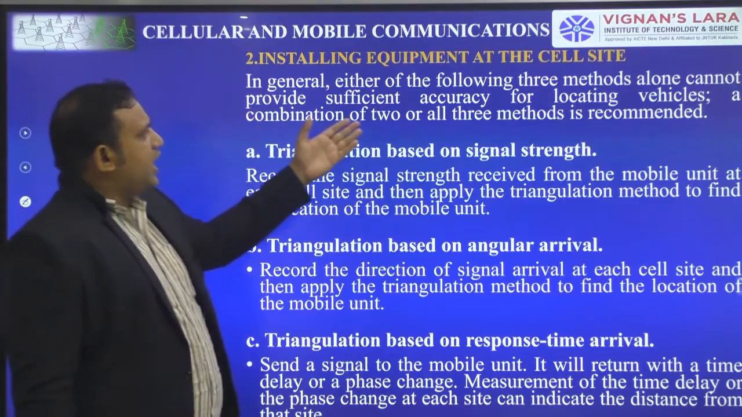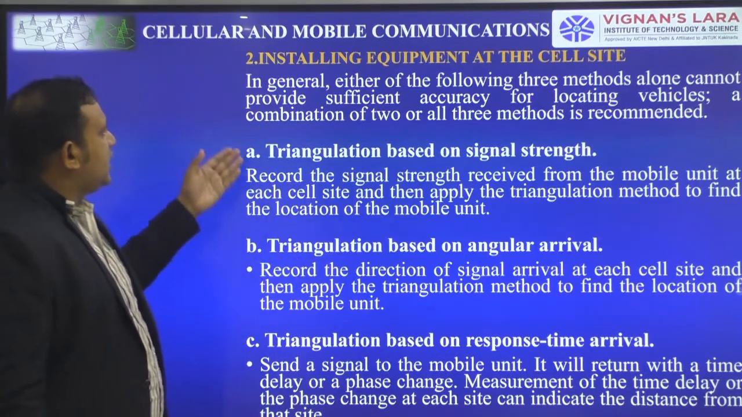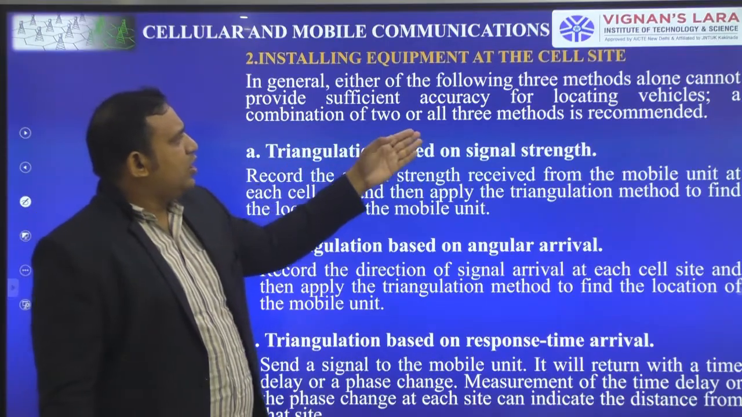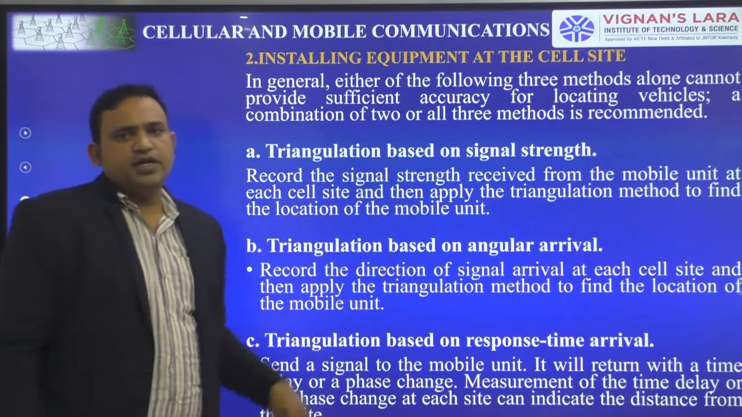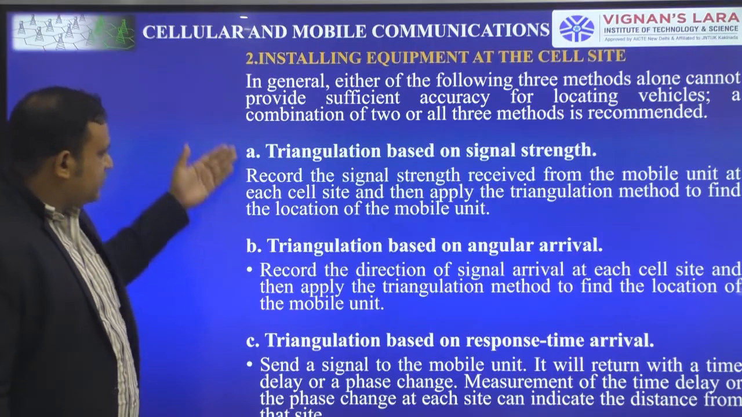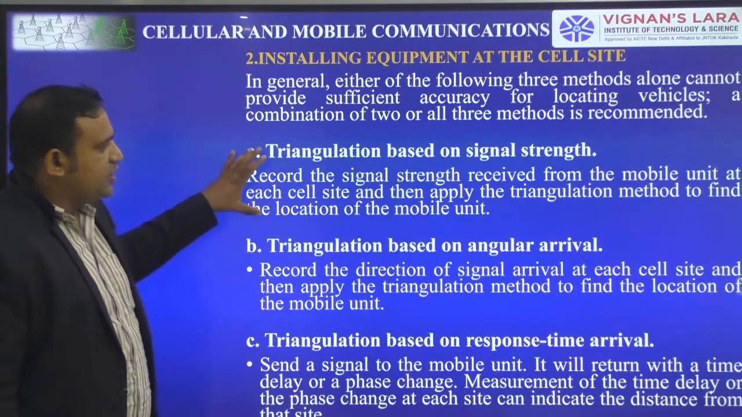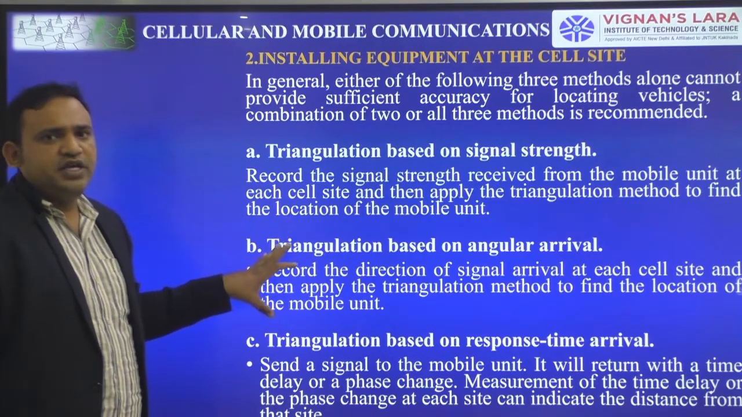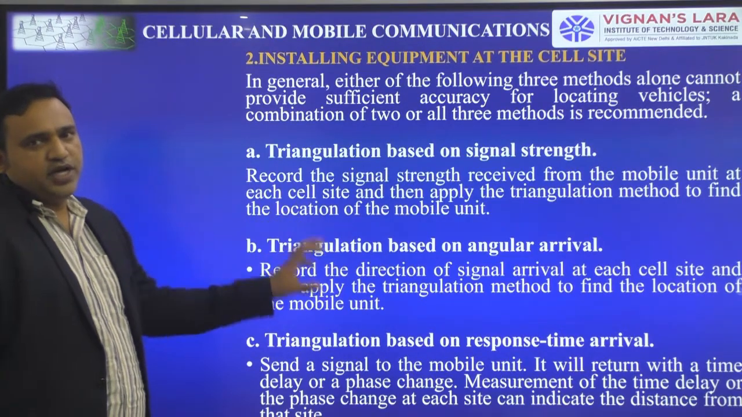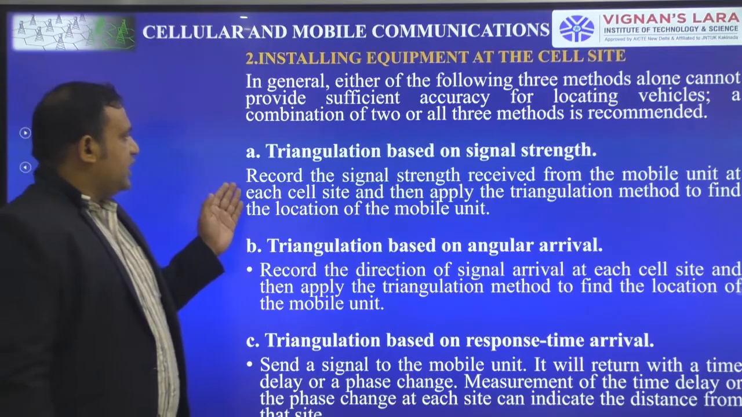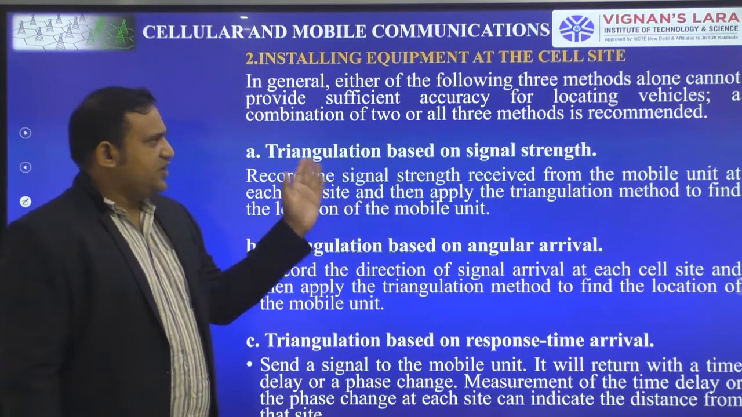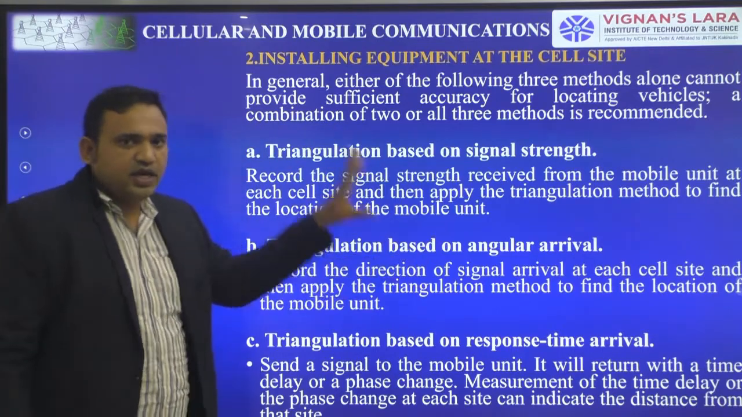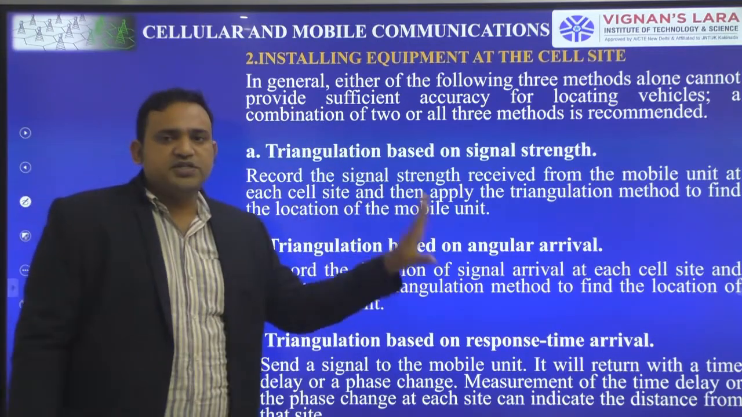In general, any one of the following 3 methods alone cannot provide sufficient accuracy for locating vehicles. A combination of 2 or all 3 methods is recommended. So there are 3 methods here, A, B, C. Not only one, by combining 2 or 3, we can easily identify the vehicle location. First is triangulation based on signal strength, second is triangulation based on angular arrival, third is triangulation based on response time arrival.